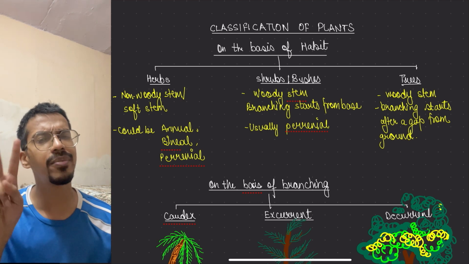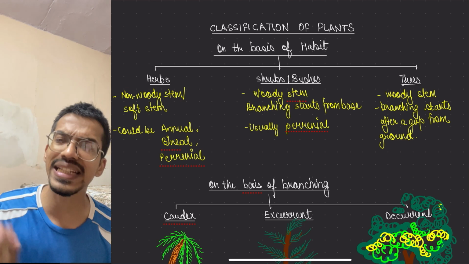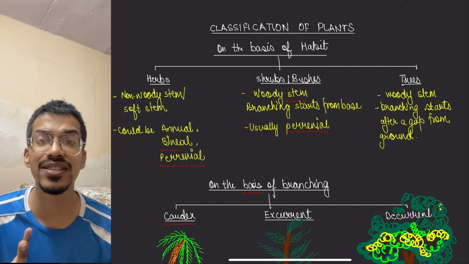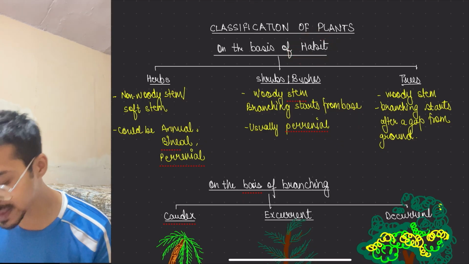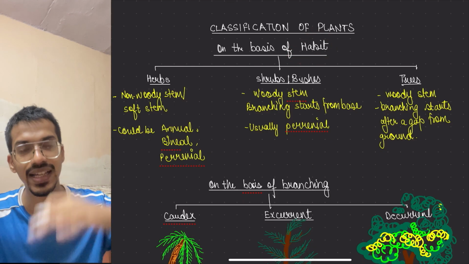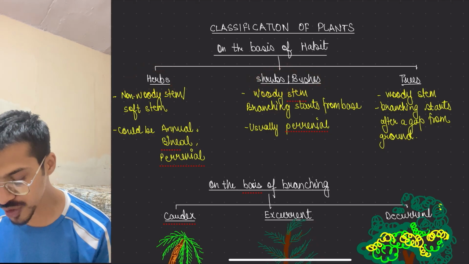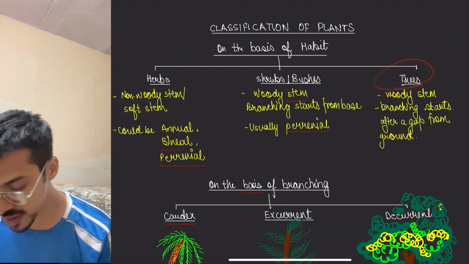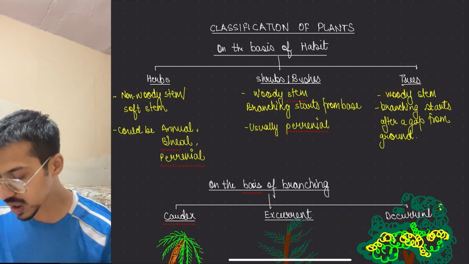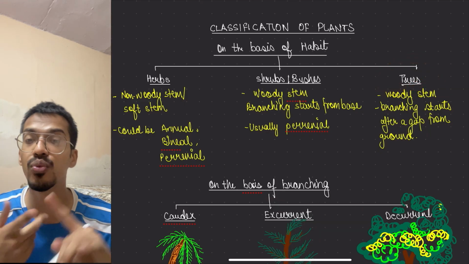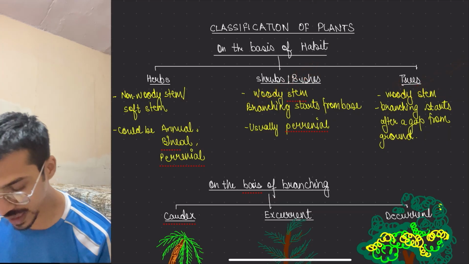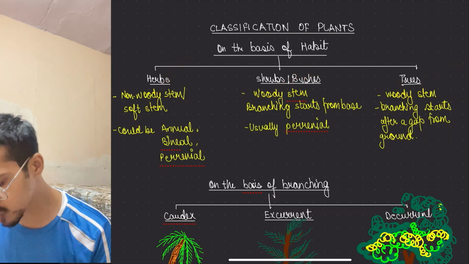Let's see how the plants are classified. We have studied in chapter 2, Biological Classification, that initially plants were classified on the basis of what kind of habit they have, whether they are smaller, medium, or bigger in size. So these are herbs, shrubs, which are also called bushes, and trees. Now herbs are what? They have a non-woody stem, whereas shrubs and trees both have a woody stem.